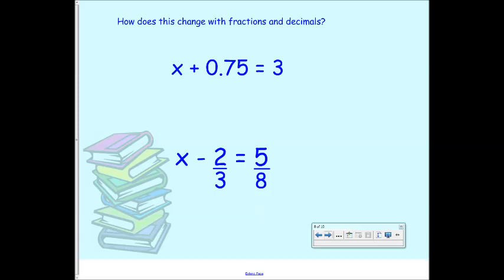Can you do that on a calculator? Absolutely. Okay? So again, a calculator is going to help you, but if you don't understand the algebra that you need to do to begin with, a calculator doesn't do you any good.